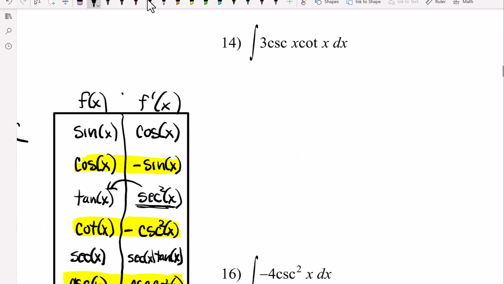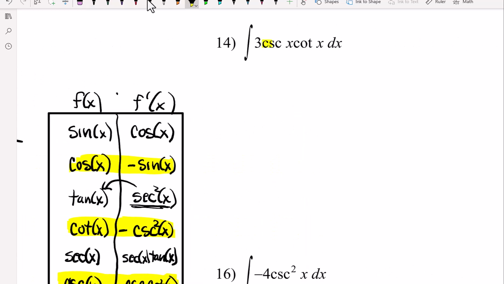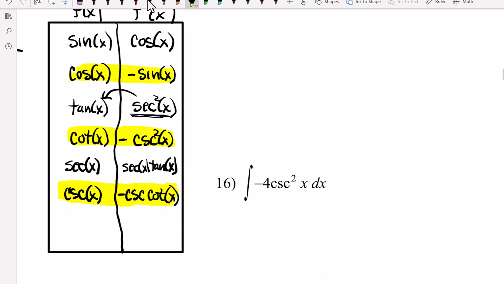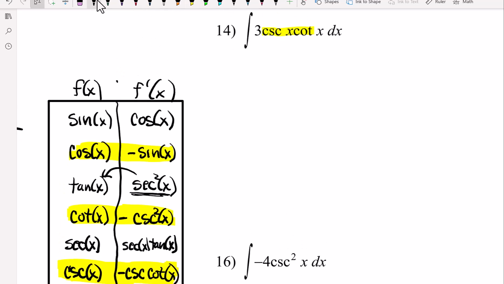Okay. Now look at this one right here. Cosecant cotangent, well, that would need to be negative. Because there's not a negative there, I'm going to bring this 3 out. Since this is positive, when you integrate, cosecant will have to be a negative cosecant. So that will be 3 times negative cosecant.